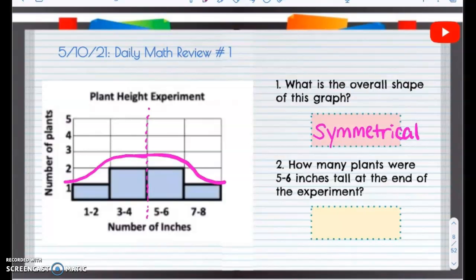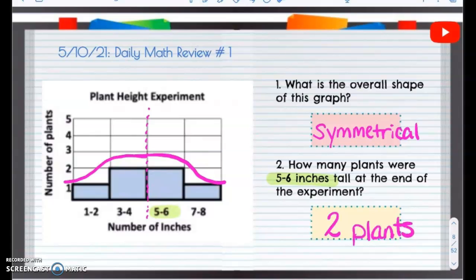Now let's take a look how many plants were 5 to 6 inches tall at the end of the experiment. So 5 to 6 inches tall right here. If we take a look, 5 to 6 inches tall, 2 plants. So you can put 2 or you can put 2 plants. Either works. So that's going to be it for those first 2. Let's go ahead and take a look at our fluency.